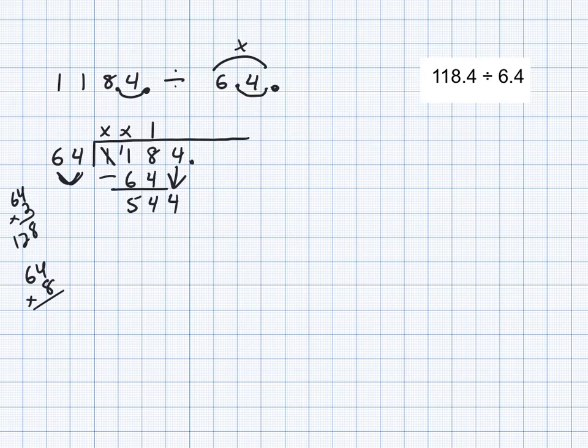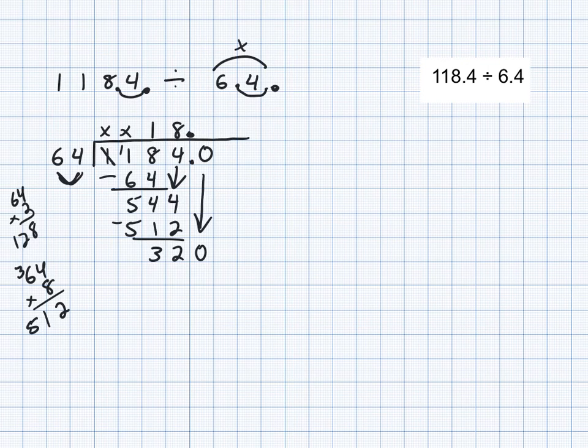So once again, I'm trying to figure out how many 64s go into 544. 64 times 8. 8 times 4 is 32. 8 times 6 is 48, plus 3 is 51. So that's 512. So we said it went in there 8 times for 512. I'm going to go ahead and move this decimal up. Don't forget the decimal. Then I'm going to subtract. 4 minus 2 is 2. 4 minus 1 is 3. And we have to bring the 0 down.